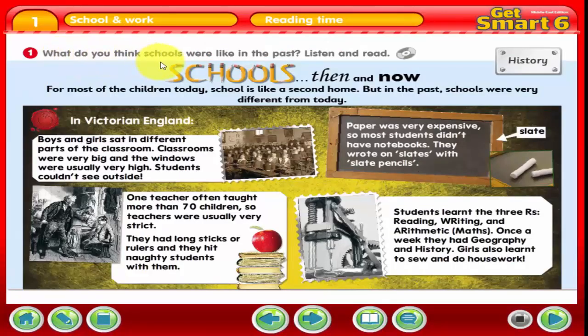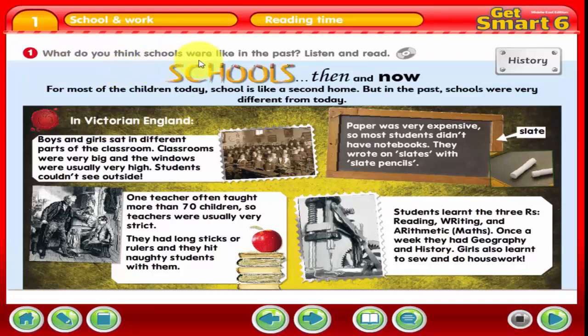Our topic today is related to history. This lesson is going to compare schools in the past and schools now.